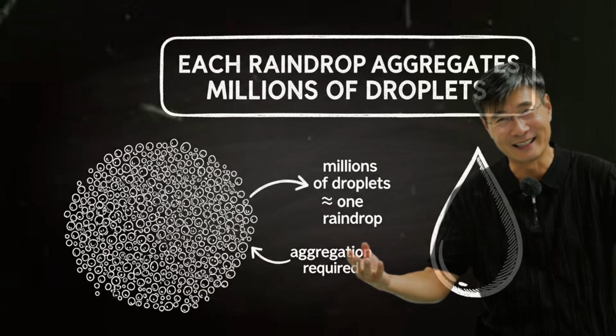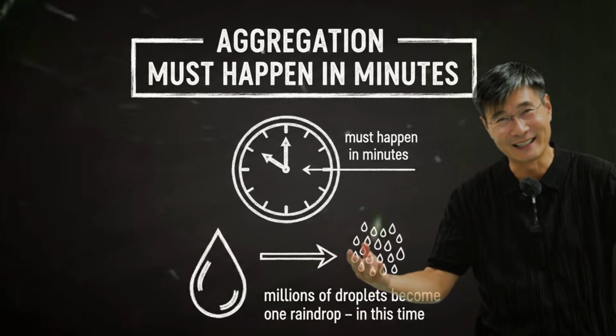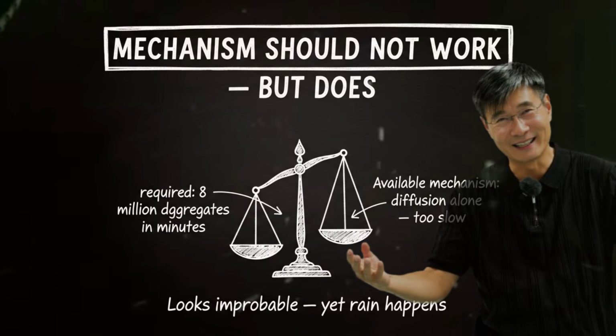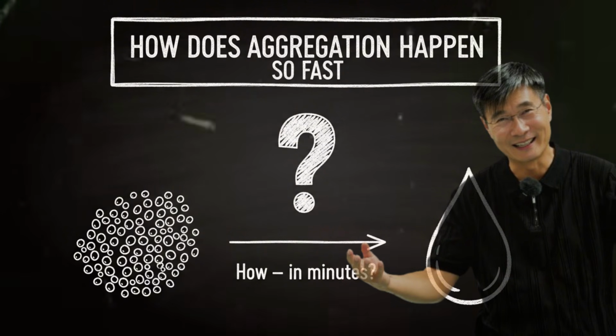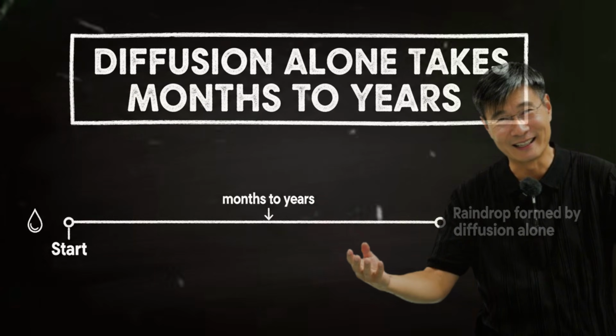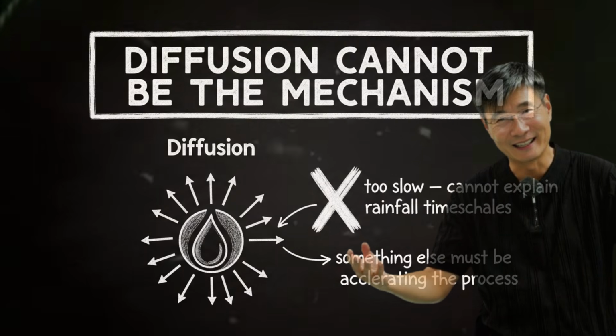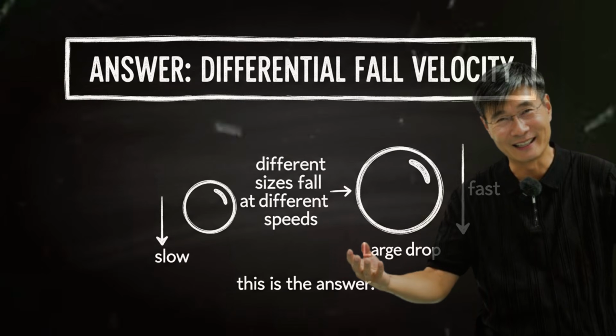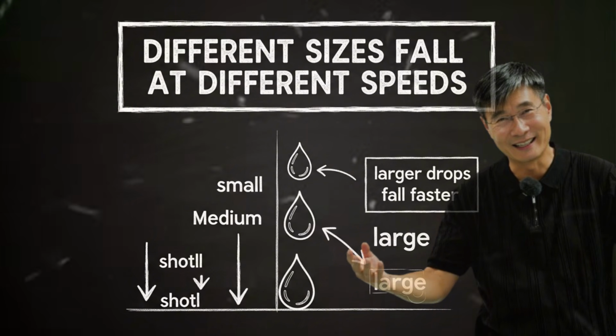A cloud droplet is approximately 10 micrometers in diameter. A typical raindrop is approximately 2 millimeters in diameter. That is a factor of 200 in linear dimension. In volume, because volume scales as the cube of radius, that becomes a factor of roughly 8 million. A single raindrop contains about 8 million times the volume of a single cloud droplet.